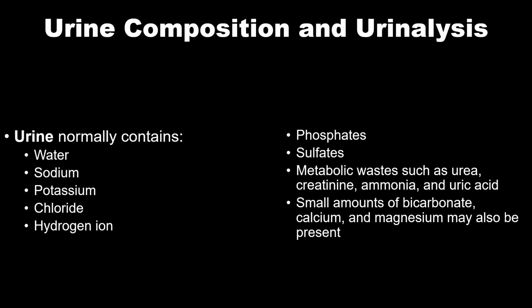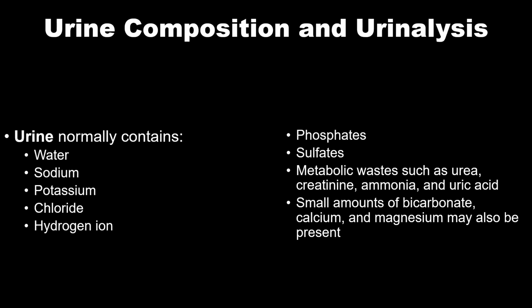So urine is the fluid that remains, right, after tubular reabsorption and secretion have taken place. Normally, what does it contain? Water, sodium, potassium, chloride, hydrogen, phosphates, sulfates, metabolic wastes like urea, creatinine, ammonia, things like that. It can also contain bicarbonate ions or calcium or magnesium ions.